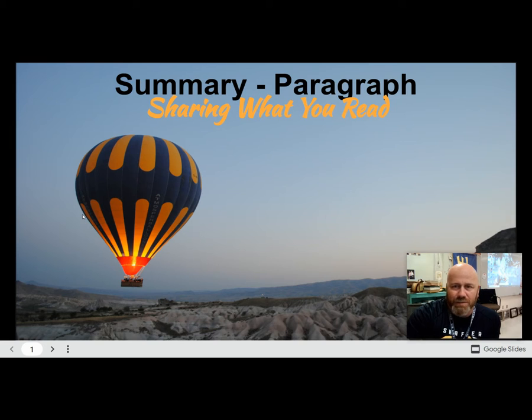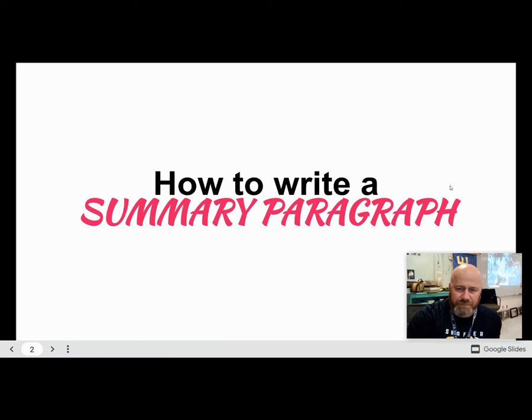Okay, so let's walk through this, our summary paragraph. Again, we did our summary main idea yesterday. Now we have to add some stuff to make it a paragraph. So here we go, how to write a summary paragraph. You're going to continue this on the same document from yesterday. Don't open a new one. Find the one where you filled out the sentence frame with your main idea sentence, and keep working on that same document below.